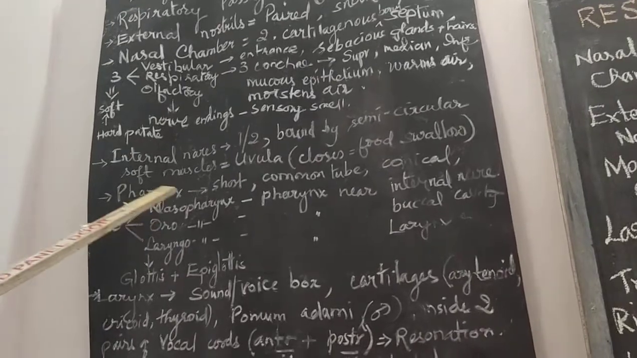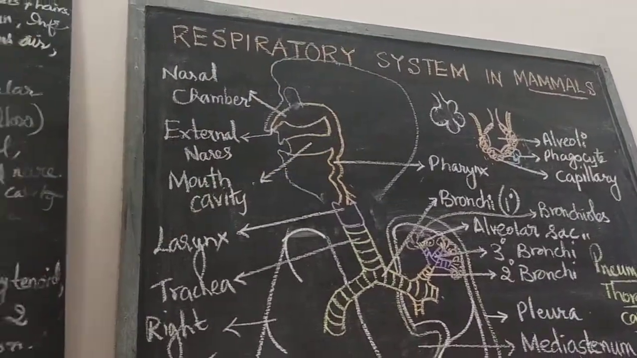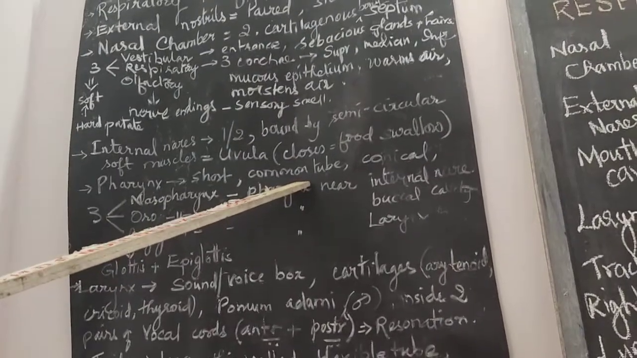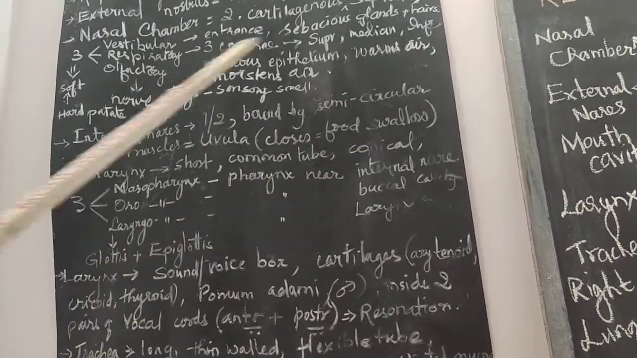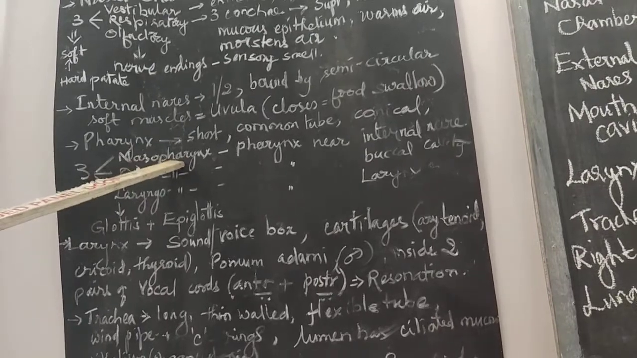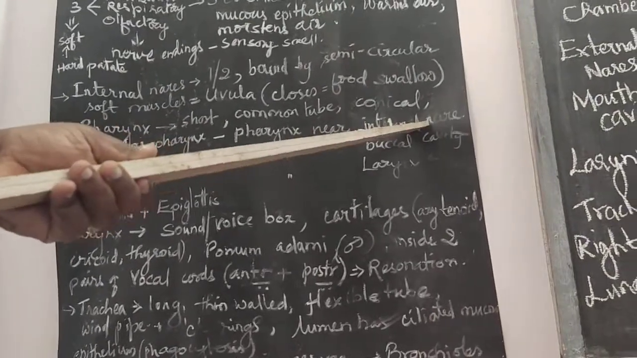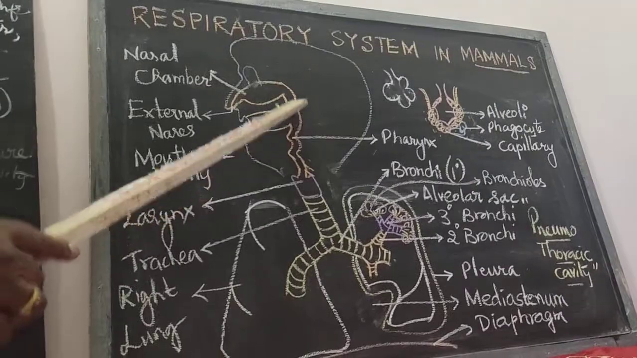The next part it continues with is the pharynx. Pharynx is a short tube which is a common tube for the inflow of food as well as air. It is a conical chamber which is divided into 3 parts. Part 1, at its anterior side attached to the internal nares region, is called the nasopharynx. So this portion of the pharynx is called the nasopharynx.